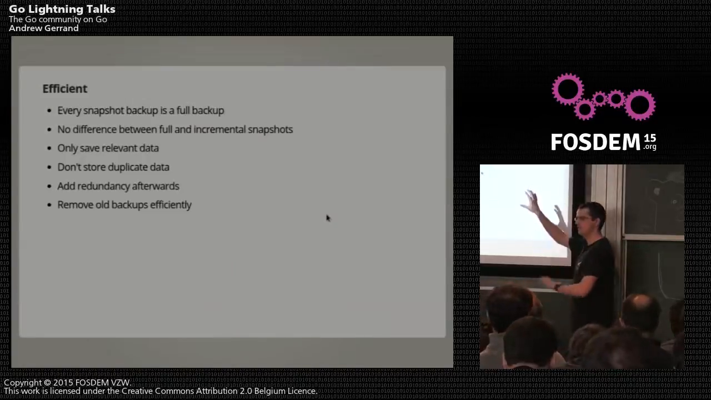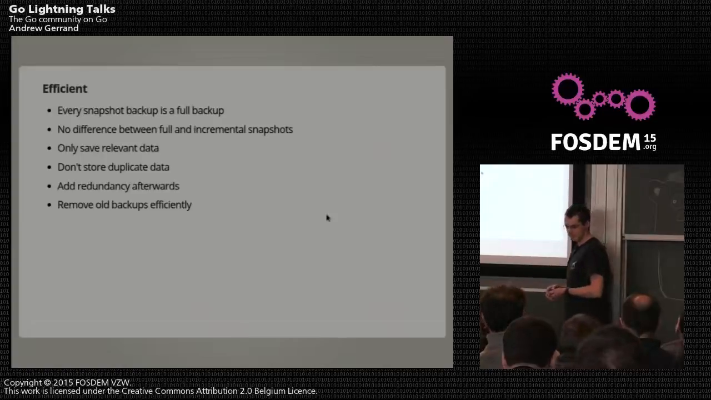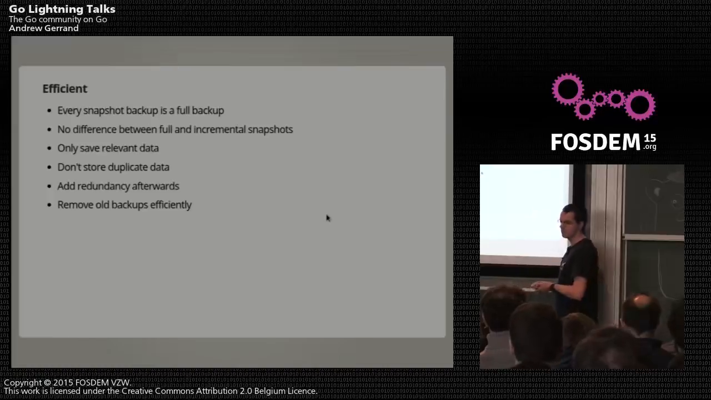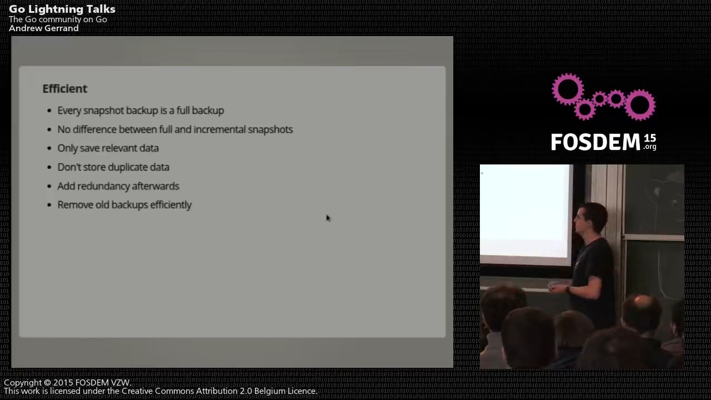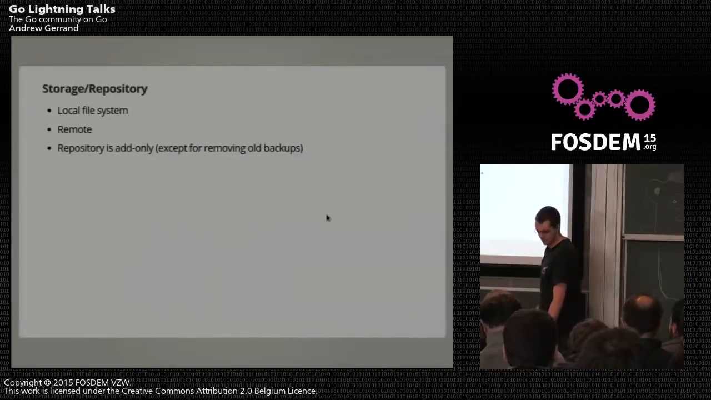In this case, there are some features in there that I implemented with Restic. Every snapshot should be a full backup. I would like to not have to distinguish between incremental and full backups. I would like to only save the relevant data that has been changed since the last backup. I don't want to store duplicate data, but I would like to maybe include additional redundant data afterwards. And all backups should be removed efficiently. That's something, for example, that BAP hasn't implemented to date. They're recommending changing the backup location regularly so old things time out, and that's not acceptable for me.